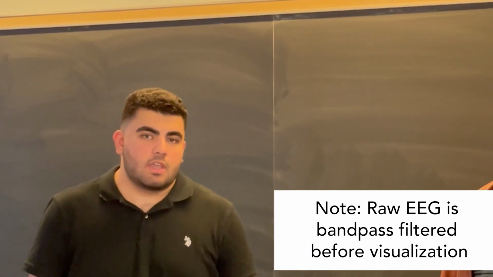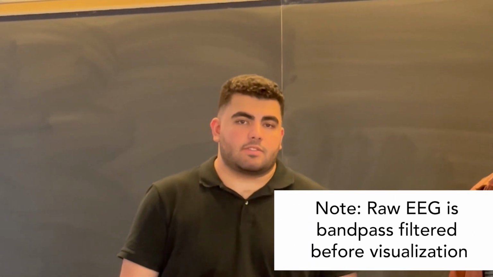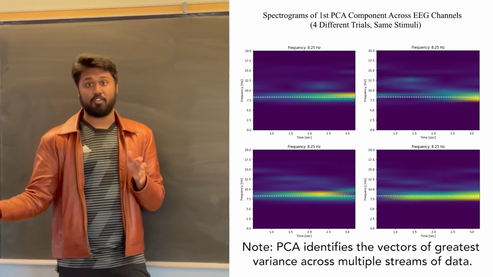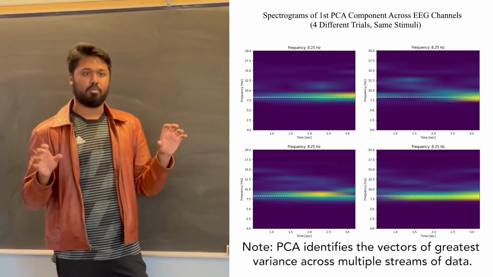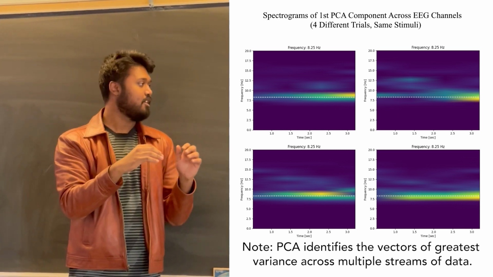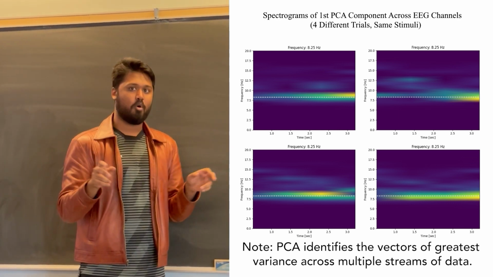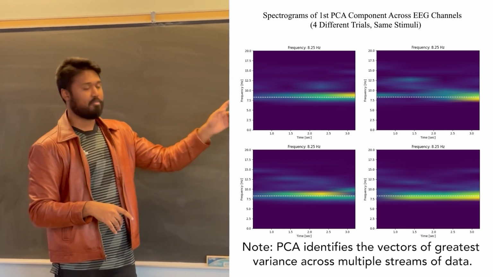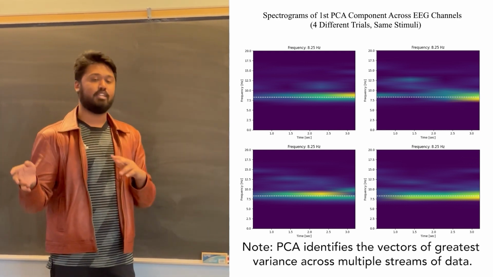That data can then get ingested by one of our notebooks, and we can visualize it to validate its quality. To do that, we take all of the trials separated by their stimulus markers. For each trial, we'll perform principal component analysis across every one of the EEG channels, taking the most important component in terms of statistical variance and contribution to the data. We look at the spectrogram of that, treating it as a new EEG channel.